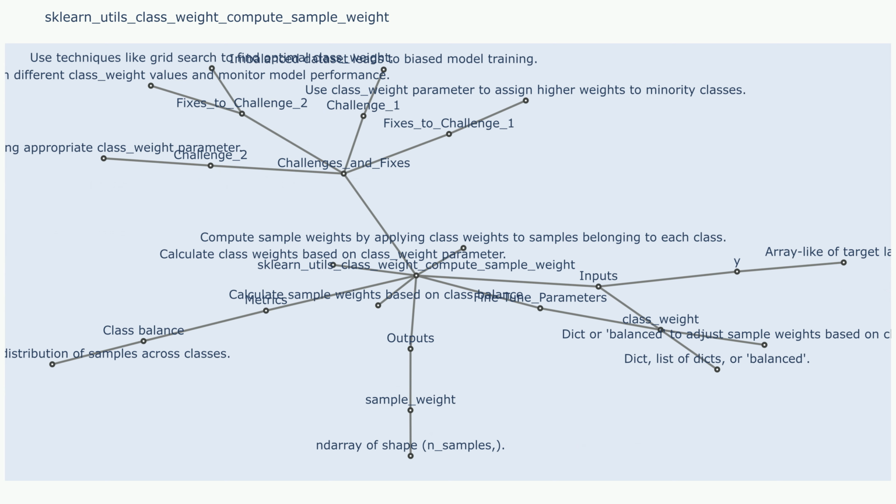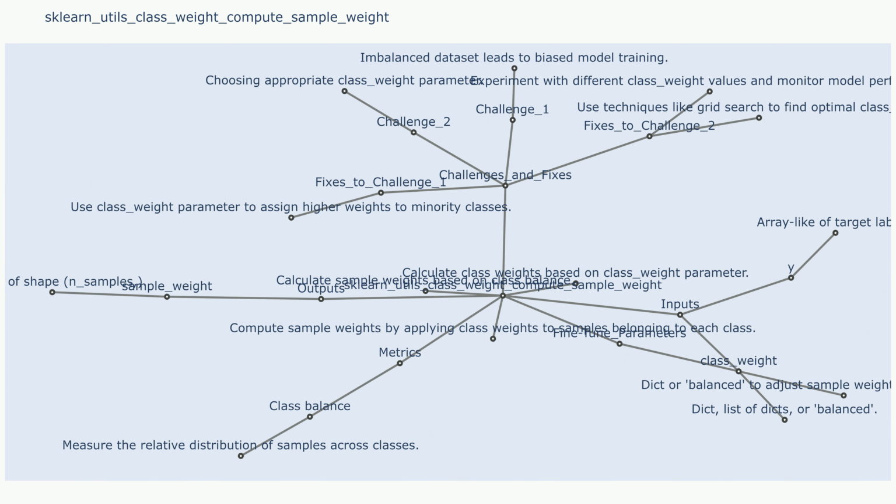If balanced, it automatically calculates weights inversely proportional to the class frequencies. y: the target variable, a 1D array or list, representing the true class labels of the samples. Outputs. sample_weight: a 1D array of weights assigned to each sample, reflecting the class imbalance.